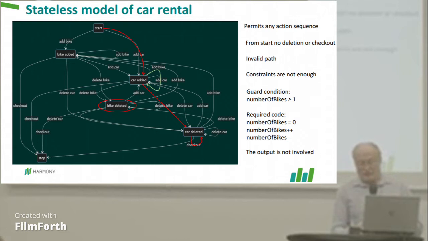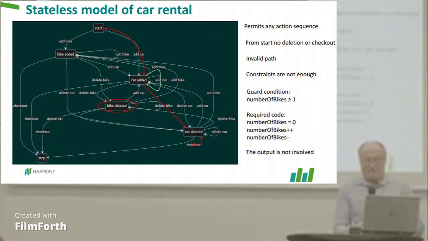this constraint is not good, and therefore we should apply the guard condition. For example, for the bike deleted node, we have a guard condition that the number of bikes is greater than or equal to 1. And in addition, we should have some more. For example, the initial statement is that the number of bikes is 0, and if we add bikes, then we should increment the number of bikes, and if we delete a bike, then we should decrement the number of bikes.